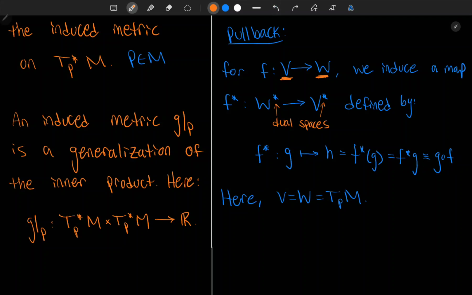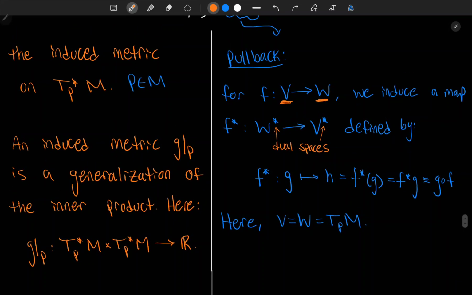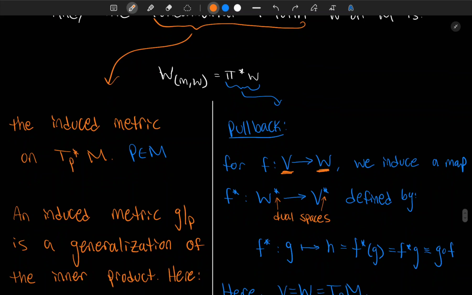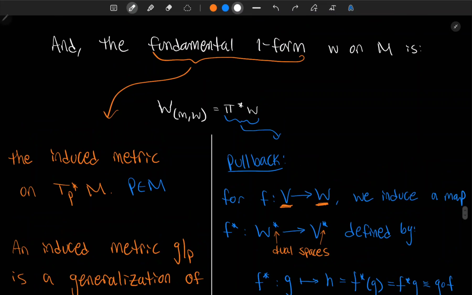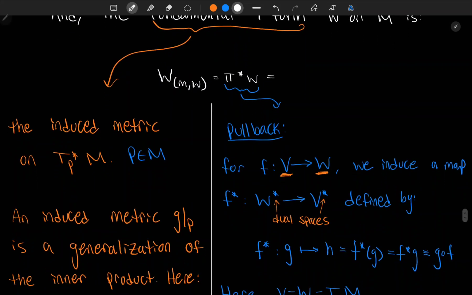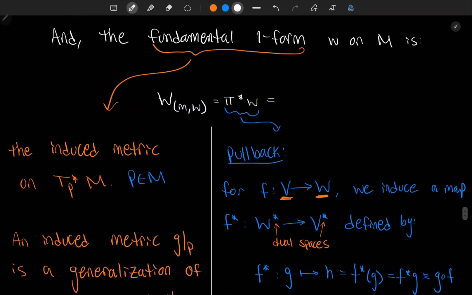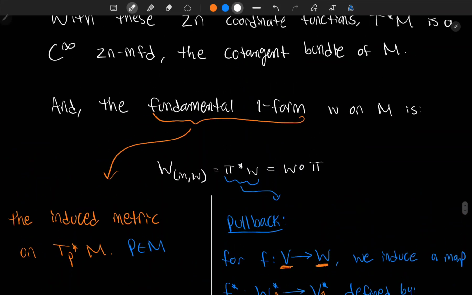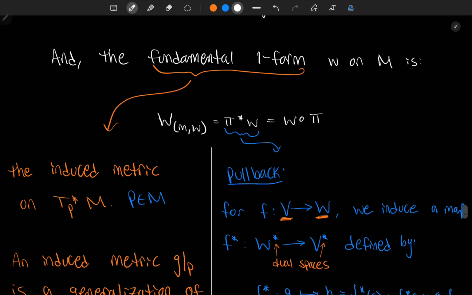It's just defined as the precomposition of f with g. So for us, here, w, the fundamental one form, is the pullback of pi acting on w. So here, that would be defined by w composed with pi. So that is what the pullback really is here.